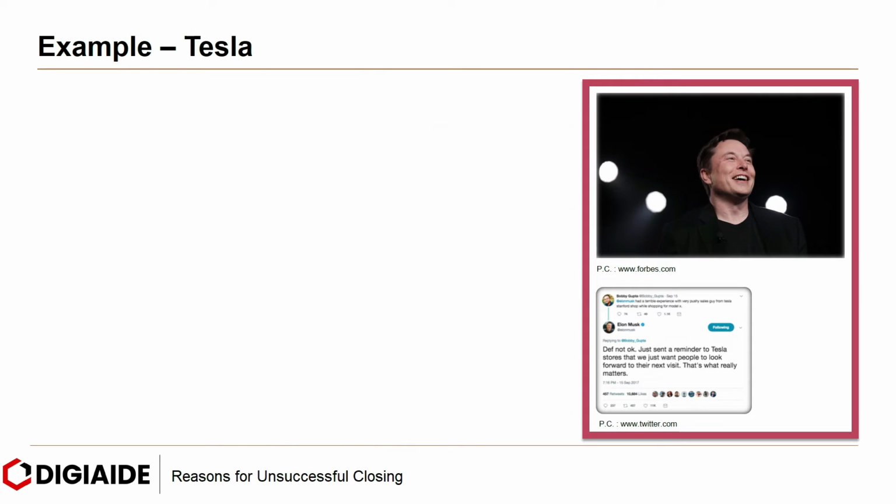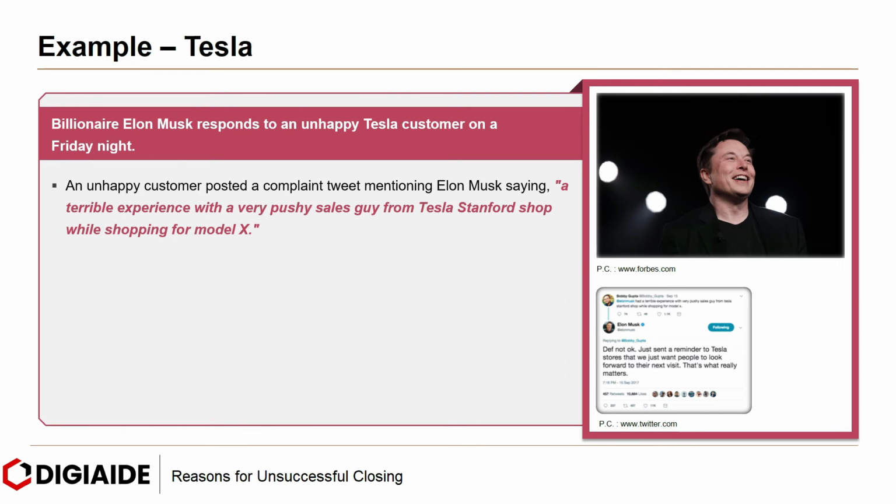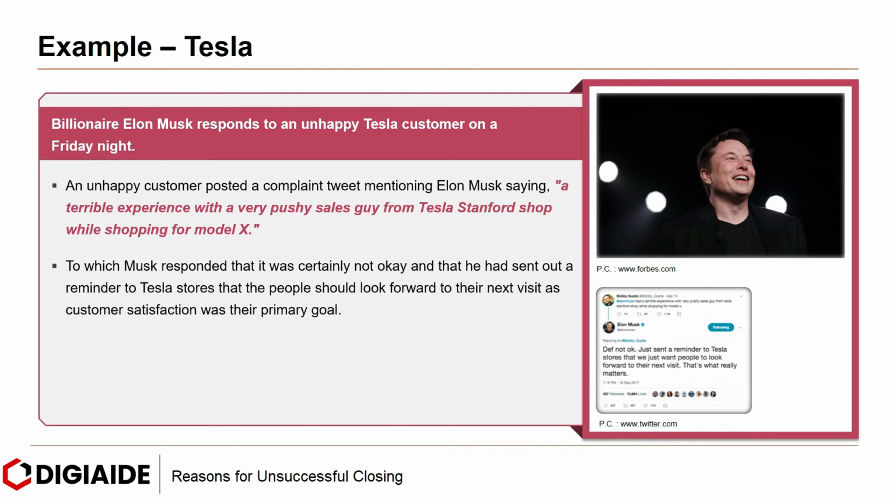Now let's look at an example of how Tesla faced the wrath of a pushy salesman. Billionaire Elon Musk responds to an unhappy Tesla customer on a Friday night. An unhappy customer posted a complaint tweet mentioning Elon Musk saying, "A terrible experience with a very pushy sales guy from Tesla Stanford shop while shopping for Model X." To which Musk responded that it was certainly not okay, and he had sent out a reminder to Tesla stores that people should look forward to their next visit, as customer satisfaction was their primary goal.